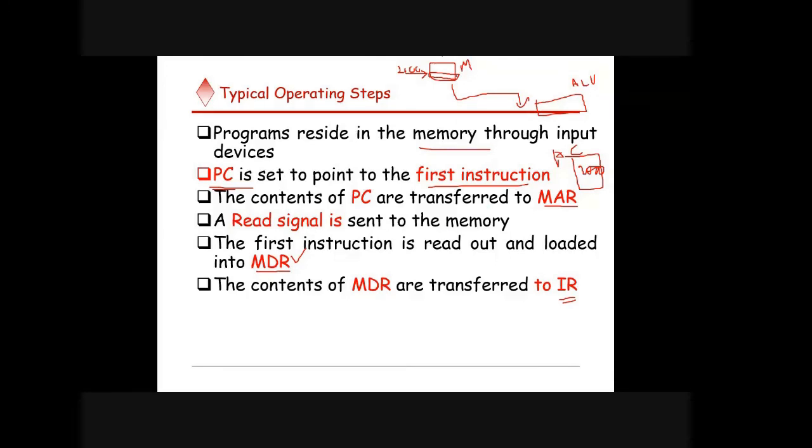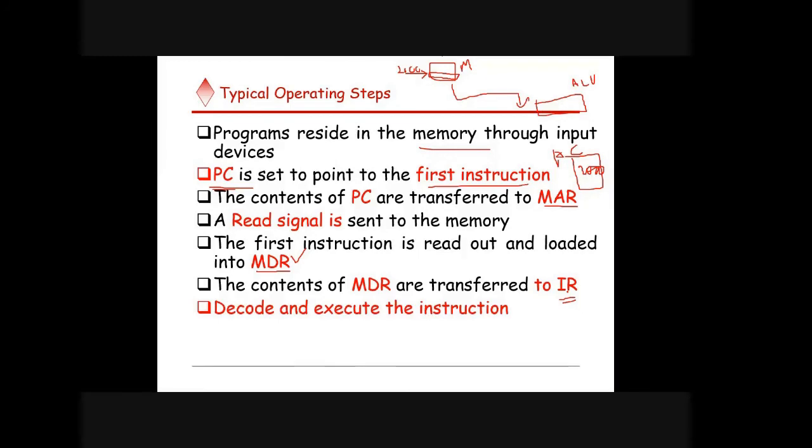Once that instruction is fetched from the memory, it will be stored inside the processor. And where will it be stored? For that we have another register called the memory data register. That currently executing instruction should be available also in the instruction register. So the MDR content will be copied again into the IR register. So this is the initial part.